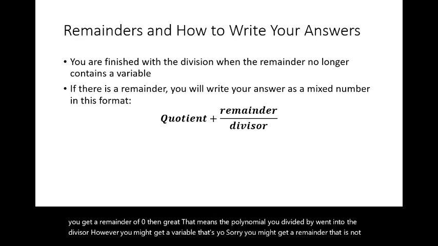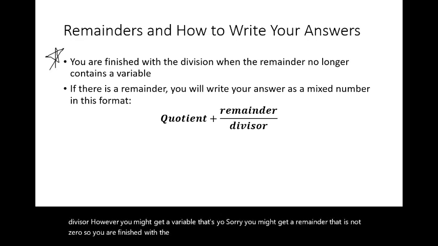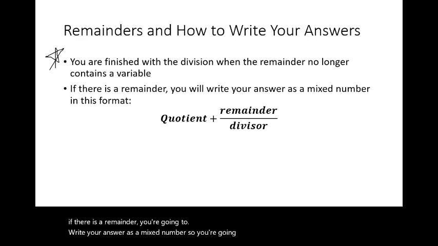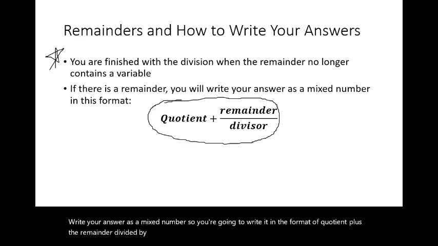So you are finished with the division when the remainder no longer contains a variable. And if there is a remainder, you're going to write your answer as a mixed number. So you're going to write it in the format of quotient plus the remainder divided by the divisor.